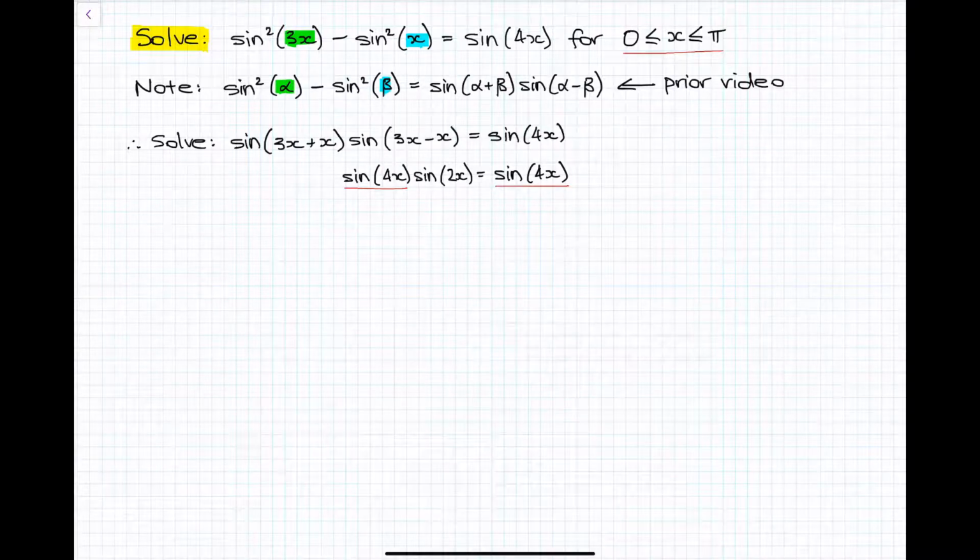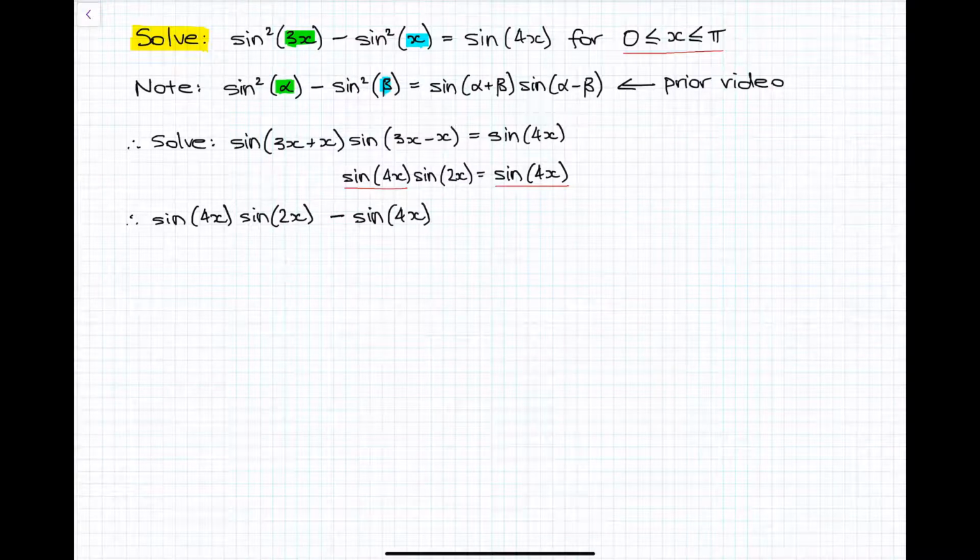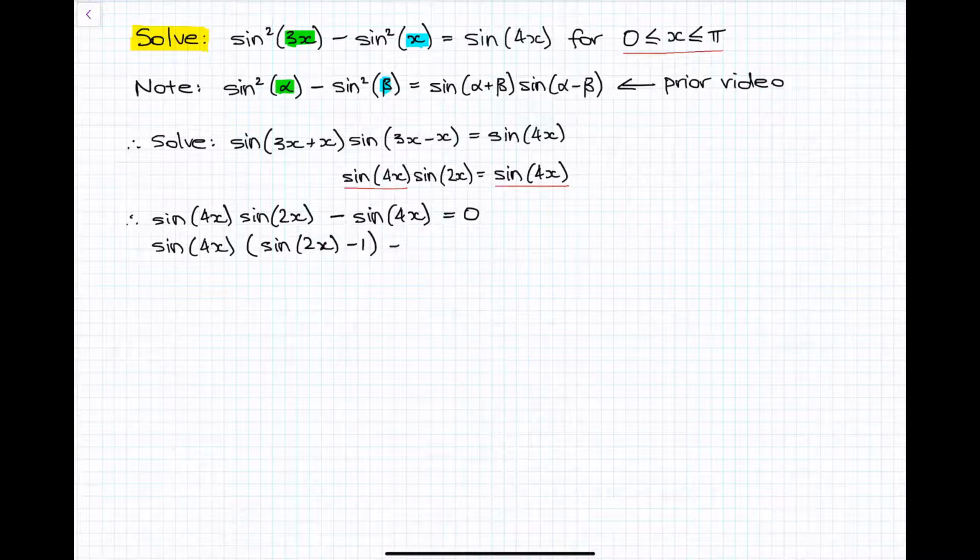So what we'll do is we'll subtract sine 4x from both sides. Therefore, the equation that we're solving is the sine of 4x multiplied by the sine of 2x, minus the sine of 4x, and we want that to be equal to 0. At this point, let's factor out the sine of 4x. So we'll have the sine of 4x multiplied by the sine of 2x minus 1, and we want that to be equal to 0.